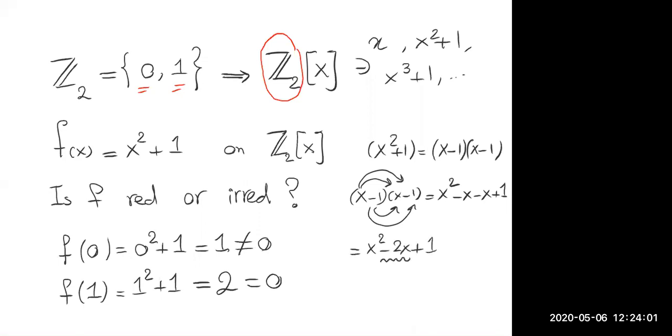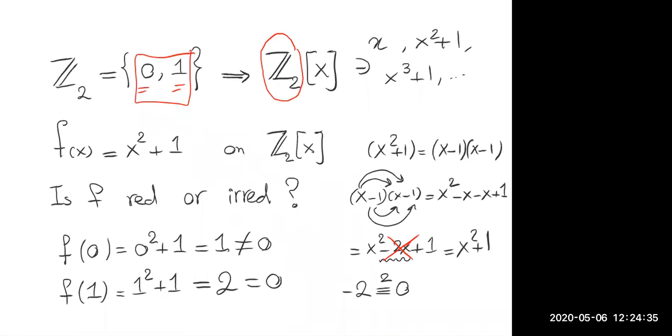But what is minus 2x? We are in Z2. Minus 2 in Z2 is the same as 0. Remember, Z2 has only two elements, 0 and 1. So all even numbers mod 2 are 0. So this thing is 0. So what remains is x squared plus 1. So actually here, x squared plus 1 is reducible, and we can decompose it.